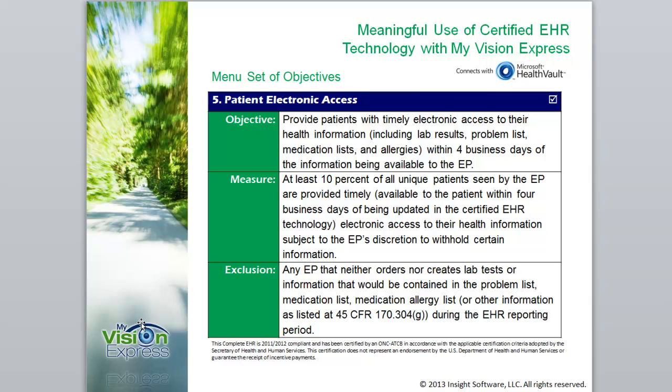The measurement is at least 10% of all unique patients seen by the EP are provided timely electronic access to the health information, subject to the EP's discretion to withhold certain information. The exclusion is any EP that neither orders nor creates lab tests or information that would be contained in the problem list, medication allergy, or any other information listed during the EHR reporting period. So if this was a menu objective that you wanted to go ahead and achieve, it is only 10% that you would have to do.